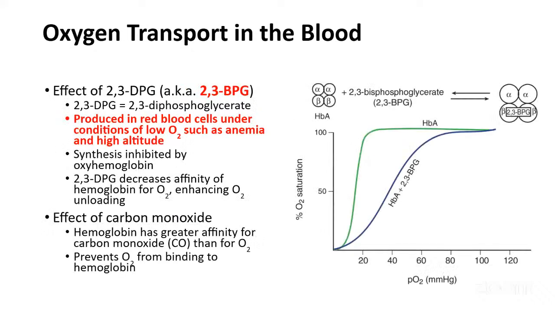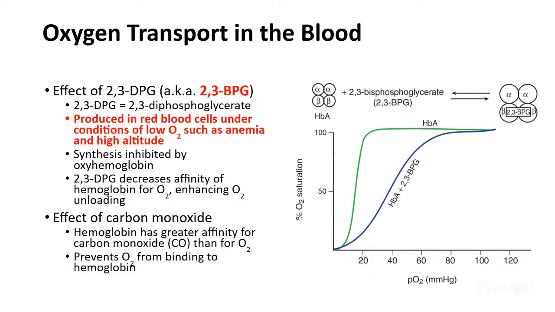The final effect that affects these hemoglobin oxygen dissociation curves, so this relationship between the partial pressure of oxygen in the blood and how saturated the hemoglobin is, is a molecule called 2,3-diphosphoglycerate. Okay, so 2,3-DPG or 2,3-BPG. And the difference between 2,3-diphosphoglycerate and 2,3-bisphosphoglycerate is a question for one of your chemistry professors, definitely not me. Call it either way for my purposes.